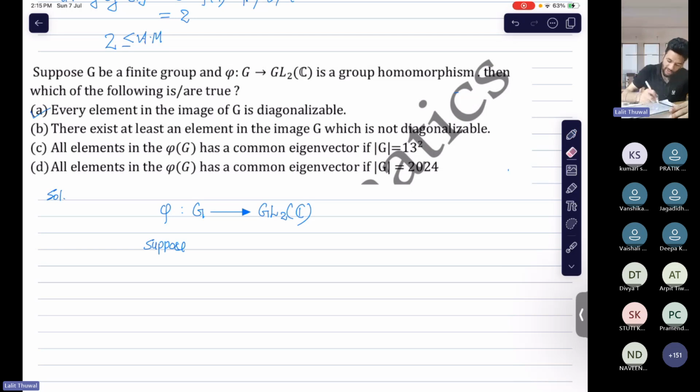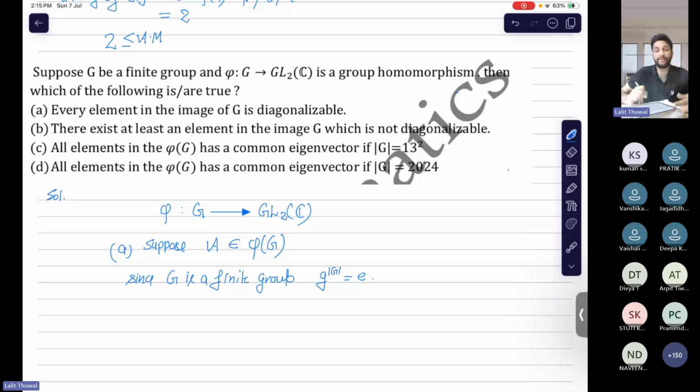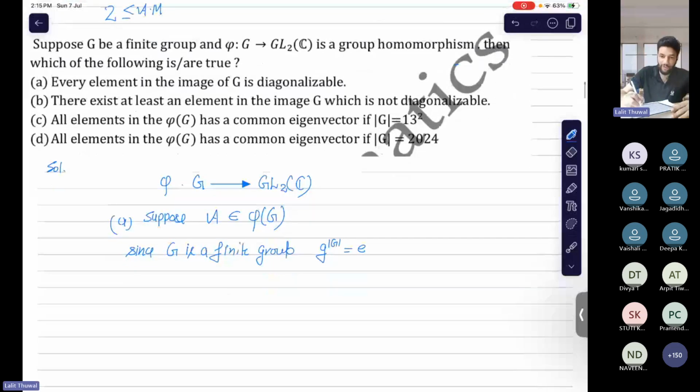First option is A. Suppose some element in the image, that would be a matrix, so let's denote it by A, some element in the image of G. Since G is a finite group, G to the power order of G is equal to identity, right? This is a property of a finite group.